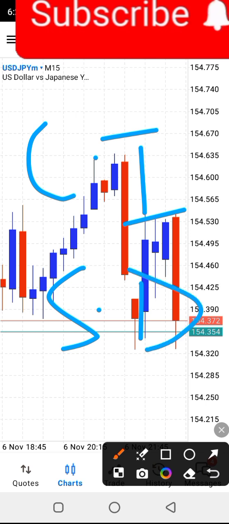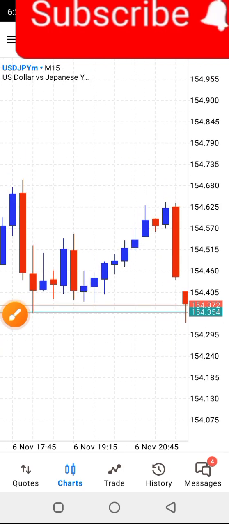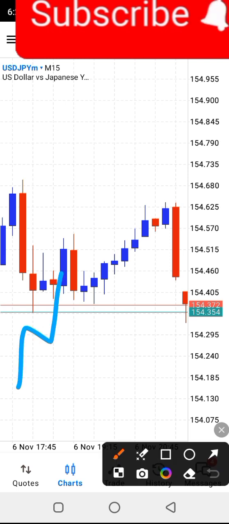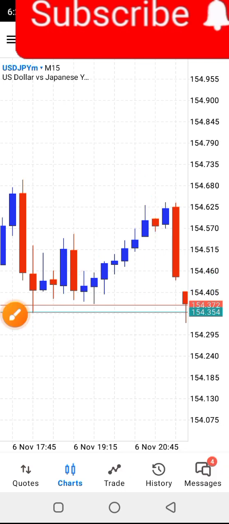CISD simply stands for change in state of delivery, and it's a system that forex traders can actually use to enter the market in order to catch reversal trades. So CISD helps you know when there's a change in state of delivery, meaning if you were dealing with an uptrend before and market was giving you higher highs and higher lows, there is a certain point where it will start giving you lower highs and lower lows. So you want to actually catch that reverse or that change in state of delivery or change in direction. Okay, so in layman terms you can just say change in direction of the market.